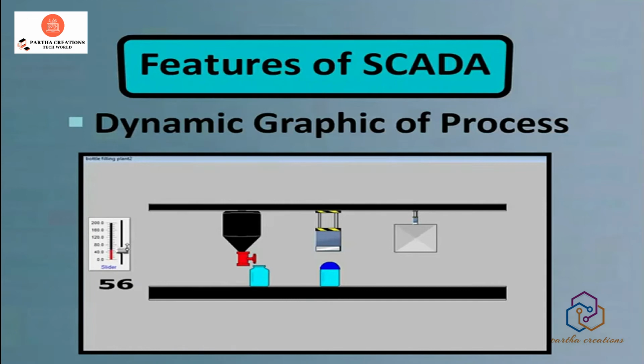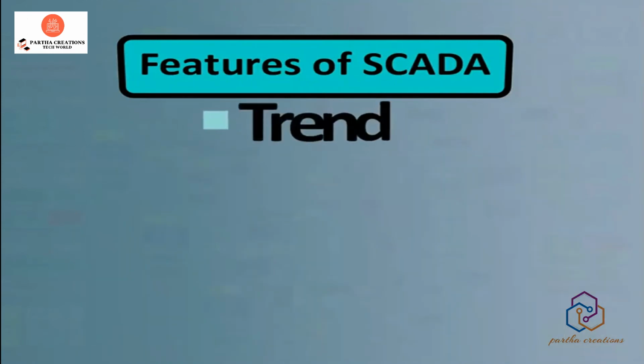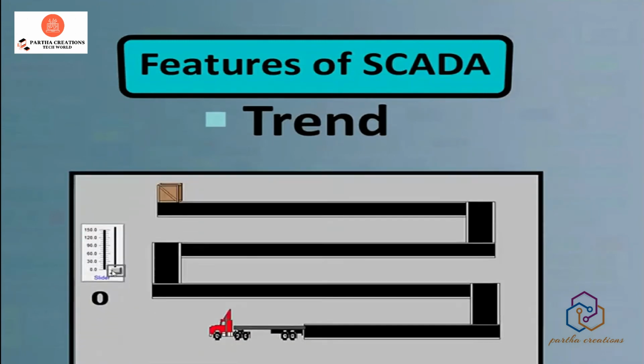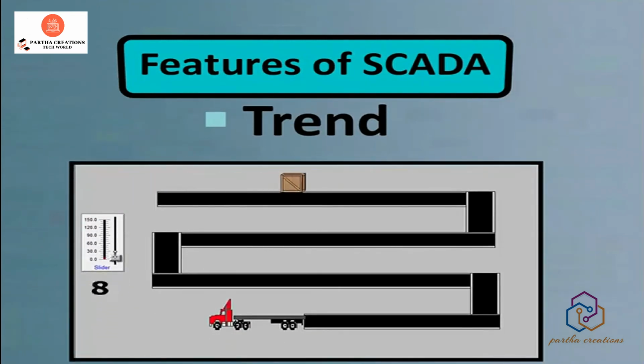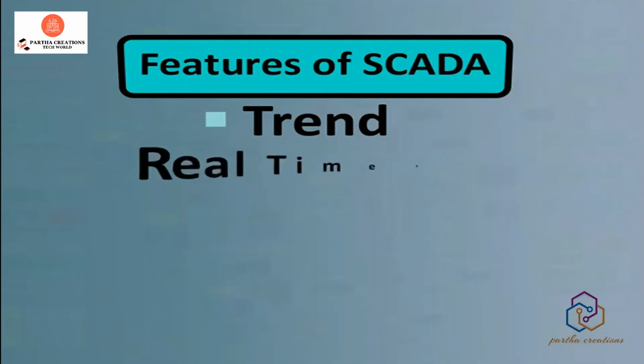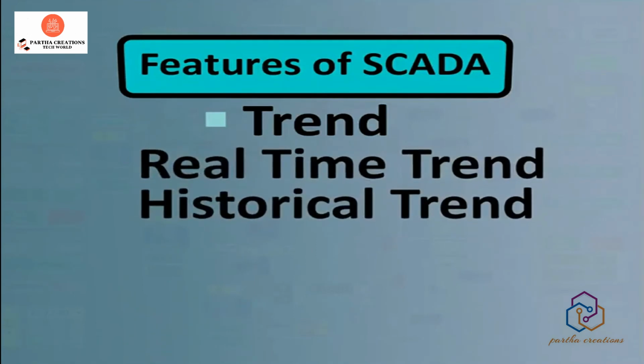The next feature that we can see here is the trend. What is the trend? Trend in SCADA is representation of all the data in a graphical manner and in graphs. There are two types of trends available in the feature. The first one is real-time trend and the second one is called historical trend.